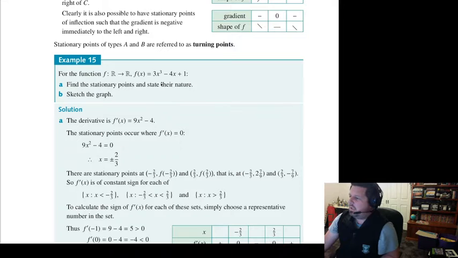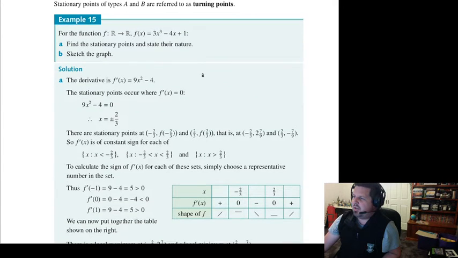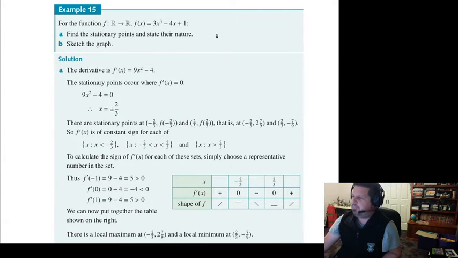Alrighty, so let's have a look here. We've got the function 3x cubed take away 4x plus 1. It's asking us to find the stationary points and state their nature. Again, what we need to do is first calculate the derivative. Check, we can do that. The stationary points occur when the derivative is equal to 0, so we make the derivative equal to 0 and solve that. In this particular case, we get positive and negative 2/3. That's where the stationary points occur.